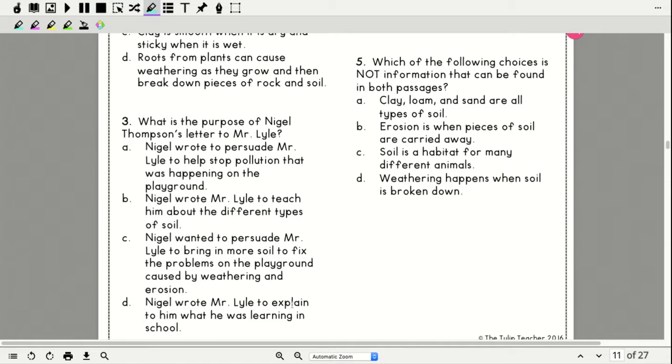Or D, Nigel wrote Mr. Lyle to explain to him what he was learning in school. Now, why did Nigel write the letter? Because he wanted there to be soil to fix the playground.